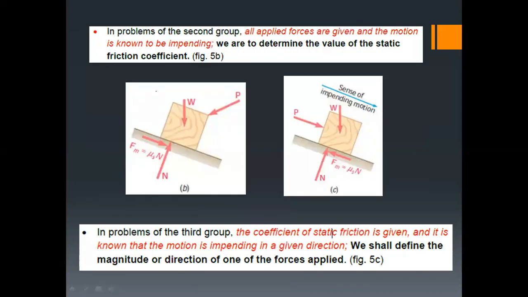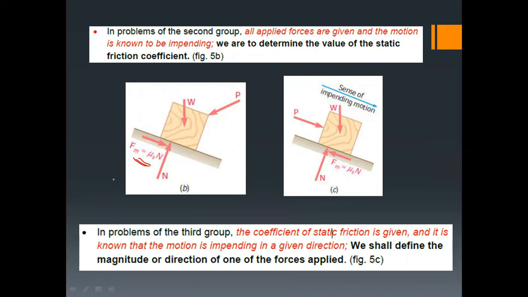Okay? And then in problems of the second group, all applied forces are given and the motion is known to be impending. So we are to determine the value of the static friction coefficient. So malalaman natin yun doon. Dito sa figure natin, kasi doon sa una, hindi tayo given ng friction. So equilibrium state lang yun, or in motion ba siya or nag-slip pa siya dahil dun sa forces.